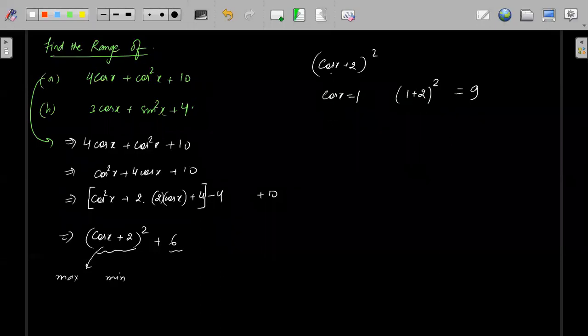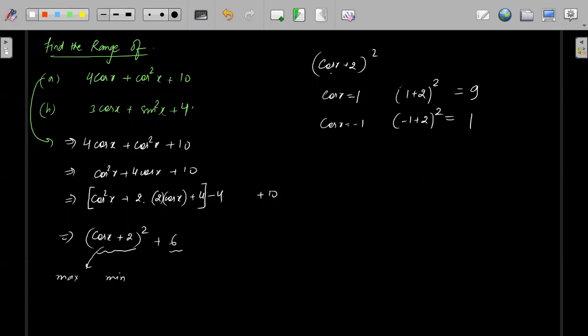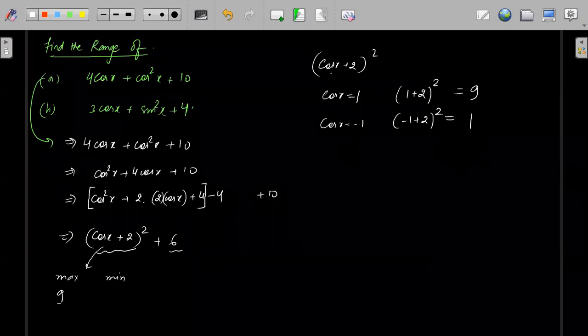Understood? Suppose you write any other value, if you write cos x equals -1, then -1 plus 2 whole square will become 1. Which one is more, 9 or 1? 9 is more. If you substitute cos x as 0, this will become 4. For any other value, since 2 is added with 1, this will become maximum 9. So the maximum value we are getting is 9.